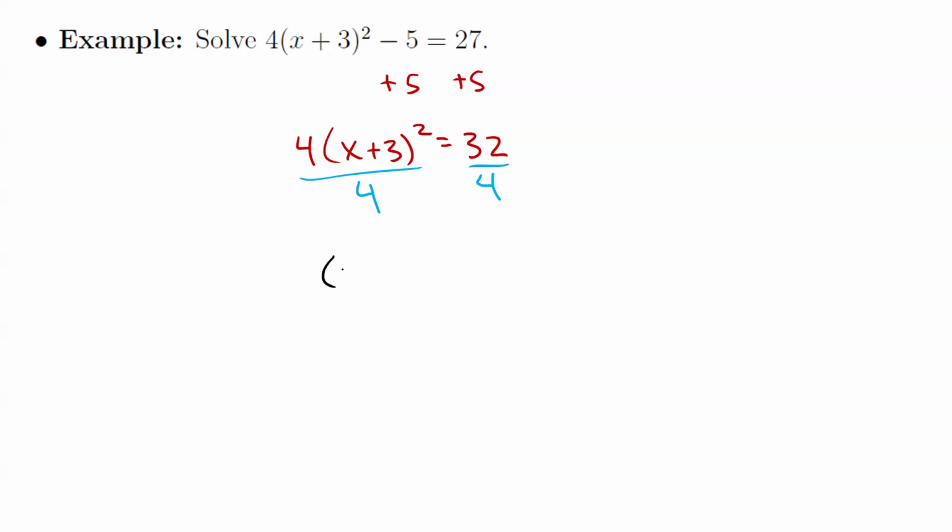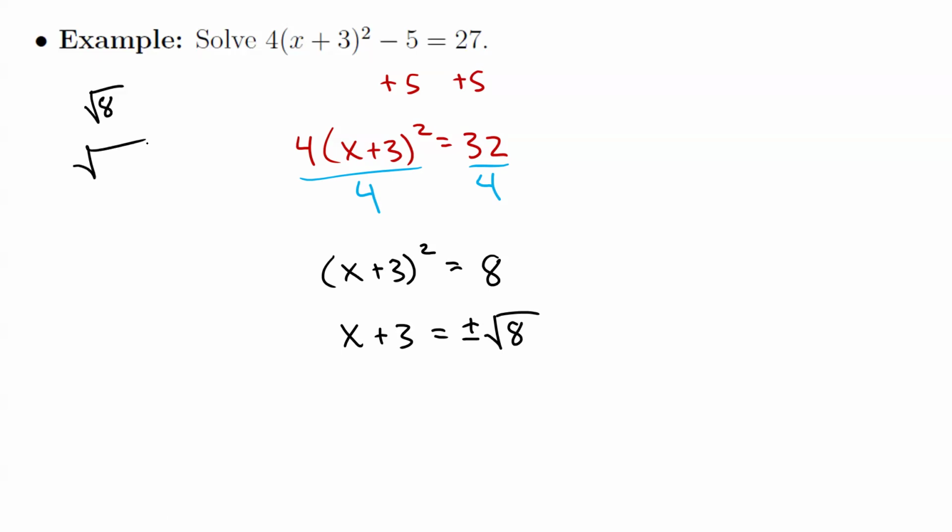And so I end up with x plus 3 squared on the left is equal to 8 on the right. So x plus 3 is equal to plus or minus the square root of 8. Square root of 8 over on the side here does have a perfect square inside of it, so this will become 2 root 2. So x plus 3 is equal to 2 root 2, plus or minus 2 root 2, of course.